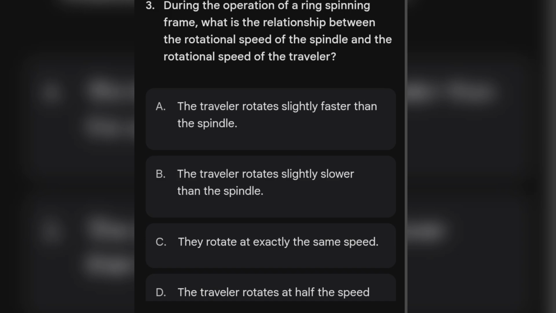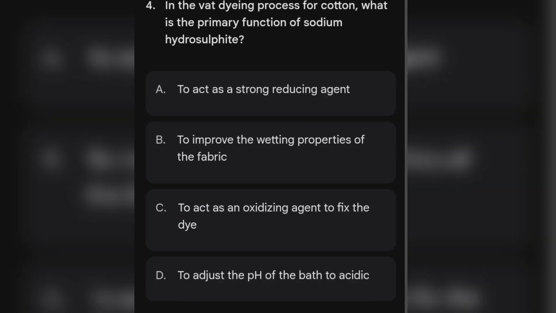This one is also straightforward. During the operation of a ring spinning frame, what is the relation between the rotational speed of the spindle and the rotational speed of the traveller? These types of questions are asked more in the GATE exam because it is a relation-based question. So it is a little bit slower only. The traveller is slower than the spindle.